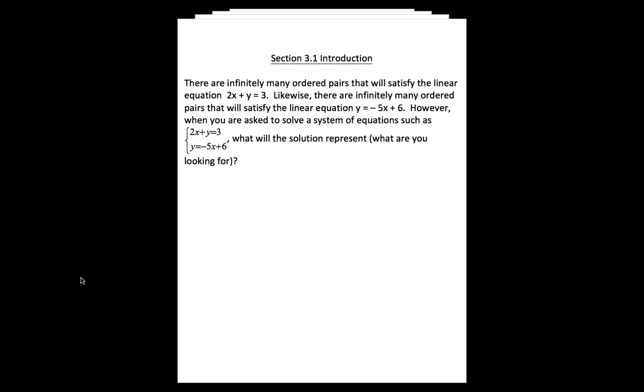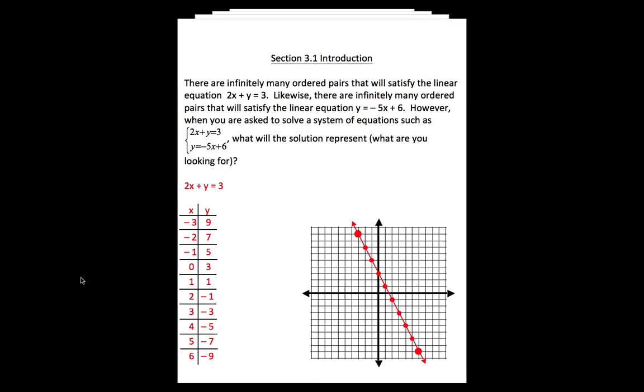Let's start with a little bit of introductory information and draw on your knowledge from Chapter 2, where we learned how to graph the equations of lines. In Chapter 2, we looked at lines like 2x plus y equals 3, or lines like y equals negative 5x plus 6. And what we said was, if we want to draw the graphs of those lines, we can find any one of the infinitely many points that satisfy that linear equation, plot that point, and use the slope to find all the remaining points on that line.